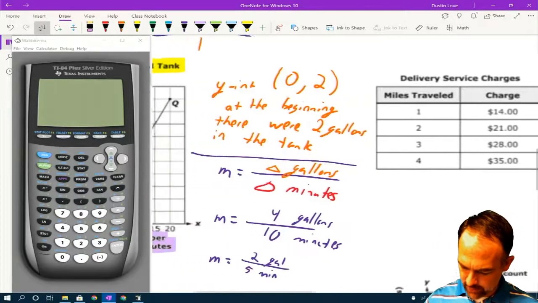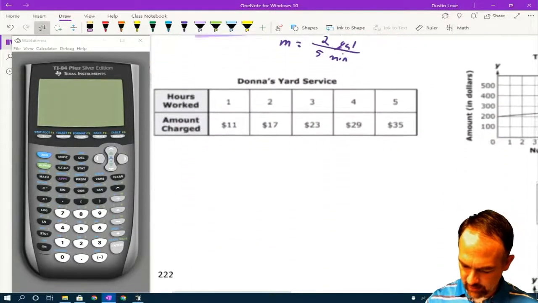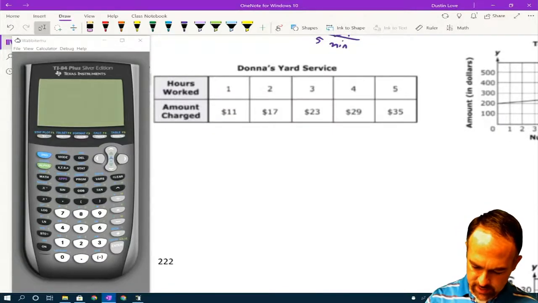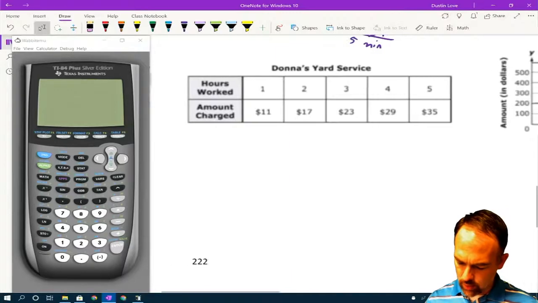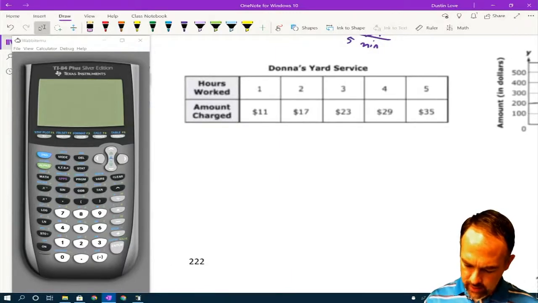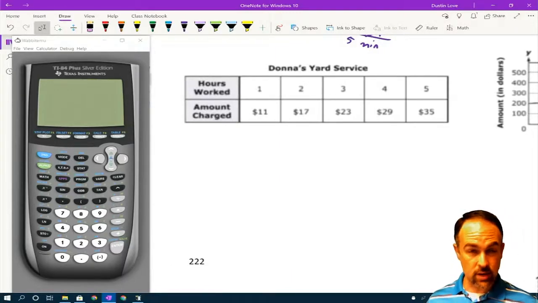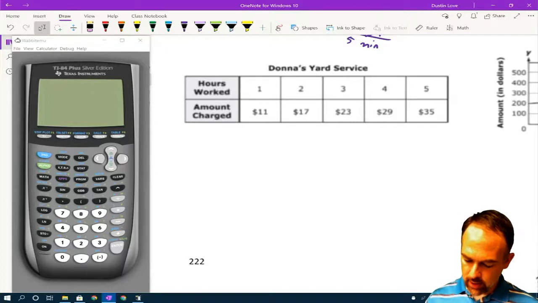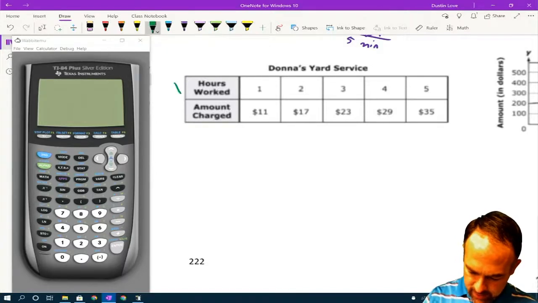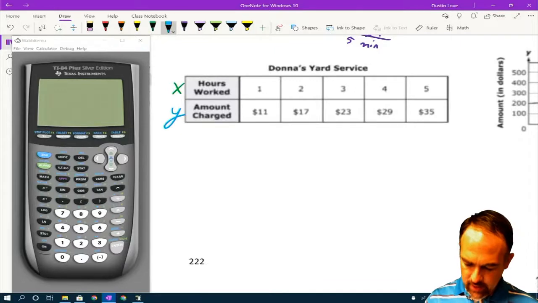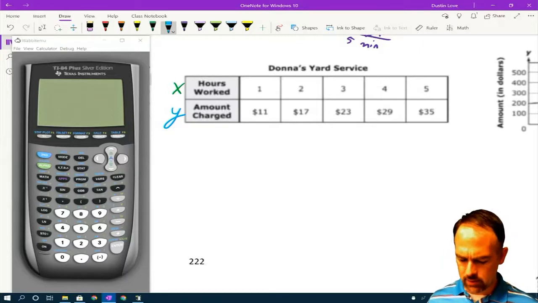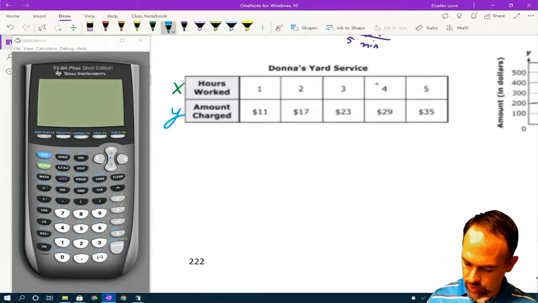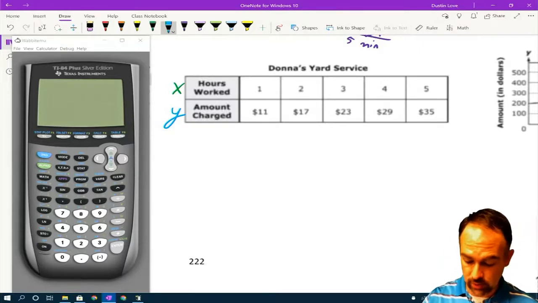Okay, I don't like that one. I'm actually going to skip that one just for time's sake. I like Donna's yard service example. So let's look at what we got here. Donna's yard service, so Donna is doing some sort of yard work. Remember x is here and y is here. X is hours worked and y is the amount that she charges for her services. So I guess the more hours that she works, the more you get charged, which again makes sense.